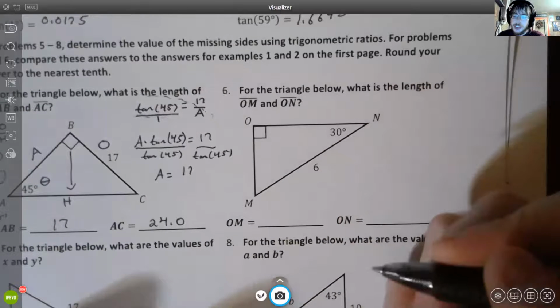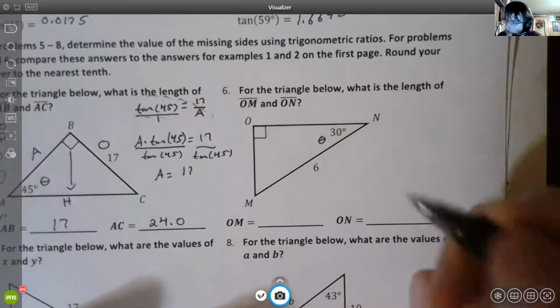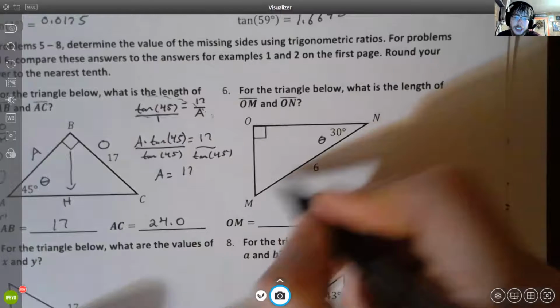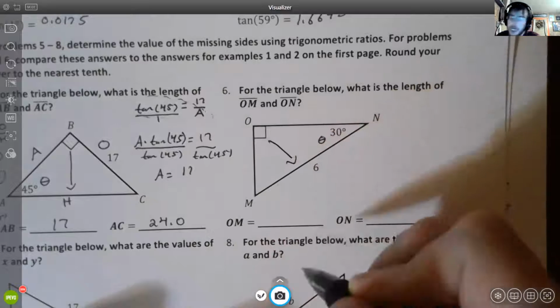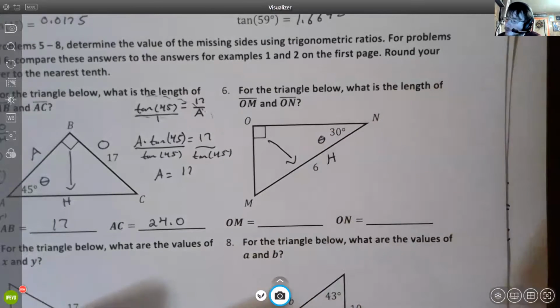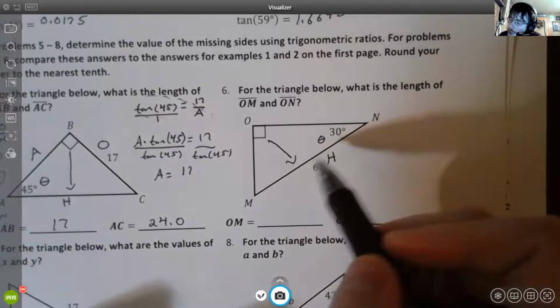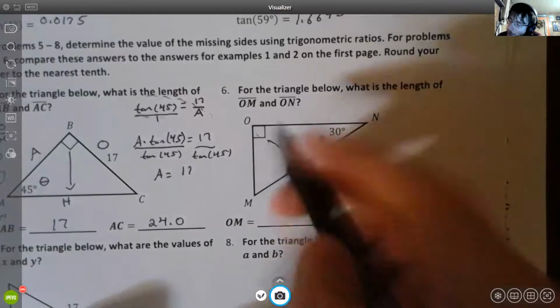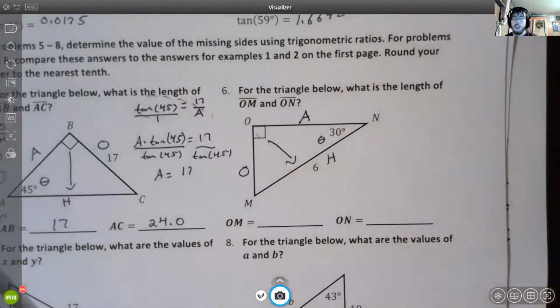So 30 degrees here is our theta. And the side that it gives us is MN, which is 6. And MN is our hypotenuse, so that's our H. And now we label with O and A. So our opposite side is the one that does not touch, which is OM, and our adjacent side is the one that does touch, which is ON.